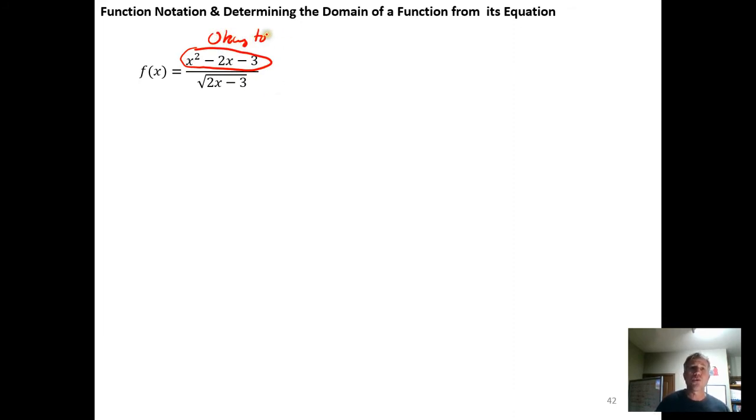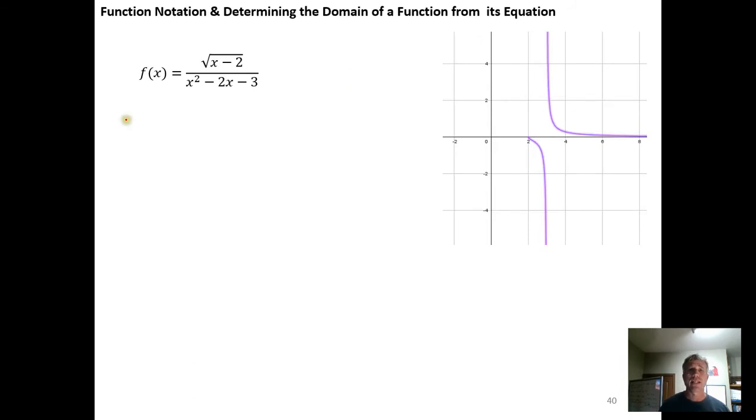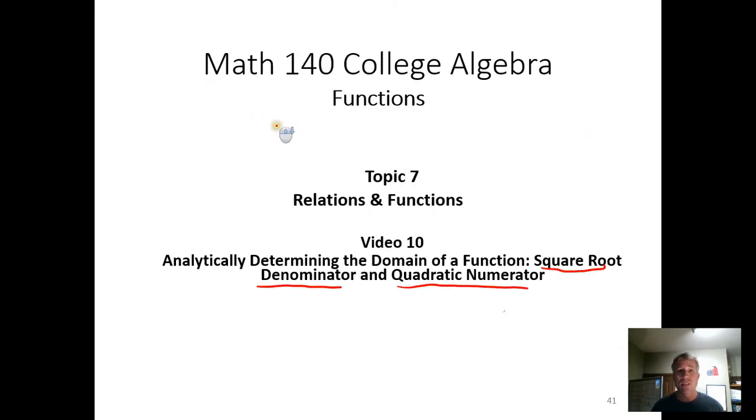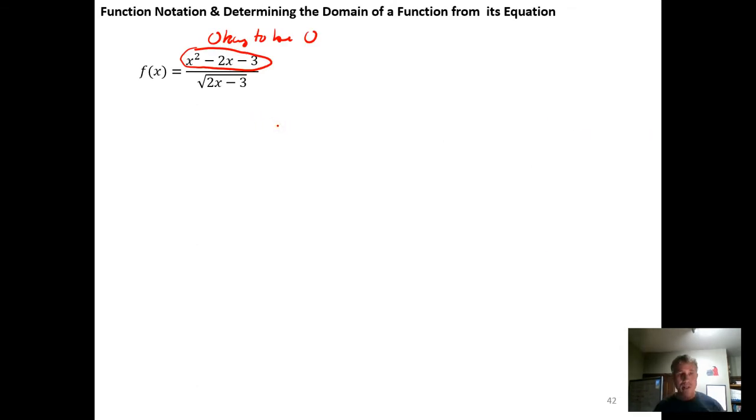The most common mistake I would see on this type of problem would be a student just saying, hey, this can't be 0. Because in the previous example we looked at, we had a quadratic in the denominator where it couldn't be 0. But the numerator can be 0, so we don't want to worry about that. We don't have any restriction coming at us from the numerator. So we focus on the denominator.